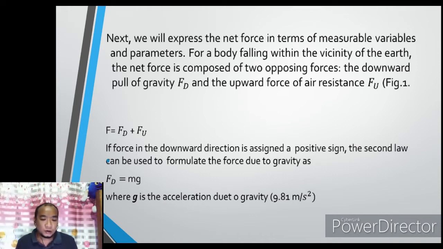If force in the downward direction is assigned a positive sign, the second law can be used to formulate the force due to gravity as Fd is equal to mg, where g is the acceleration due to gravity, which is 9.81 meters per second squared.